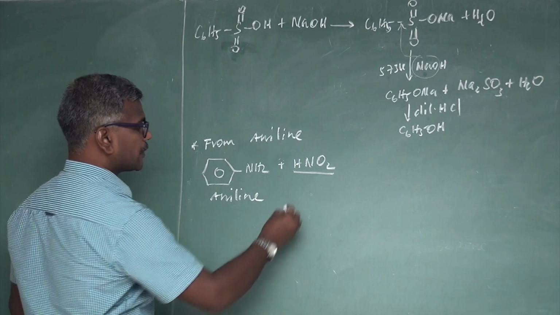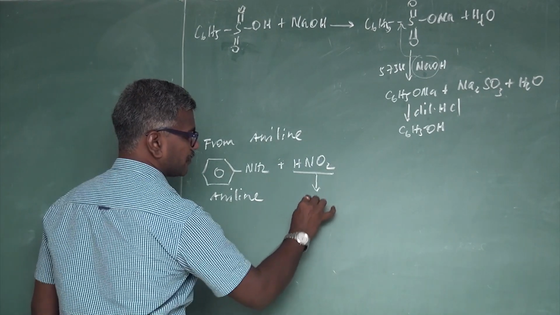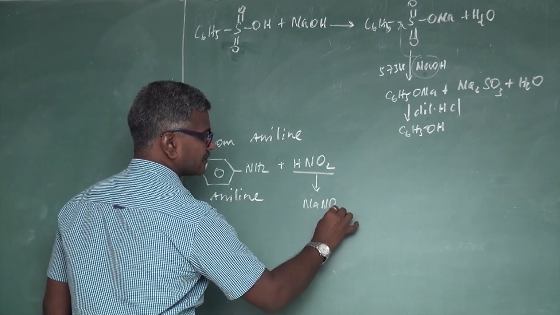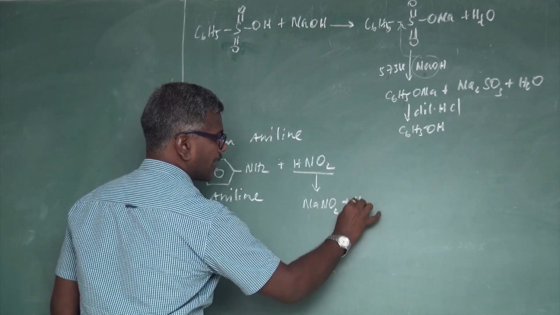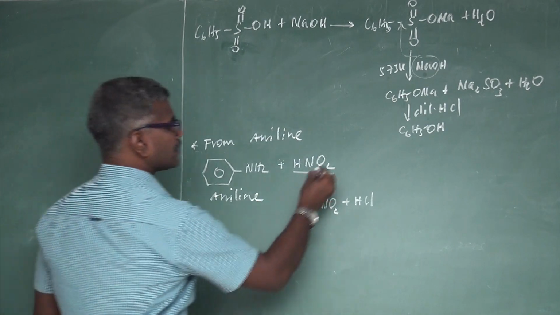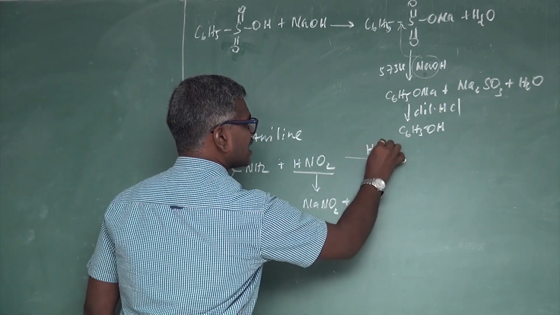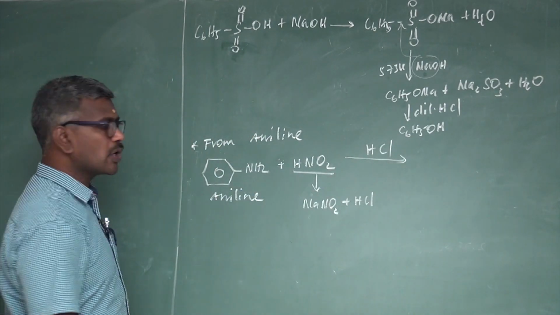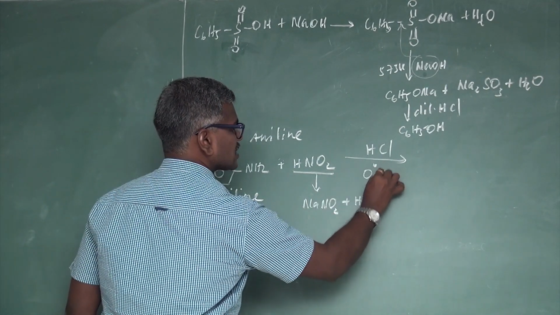How to prepare it? Nitrous acid is prepared from sodium nitrite plus hydrochloric acid, or sulfuric acid. In the presence of HCl, this reaction takes place under ice cold conditions, 0 degrees Celsius.